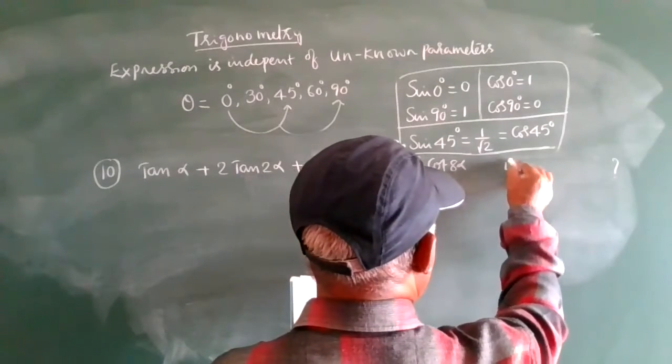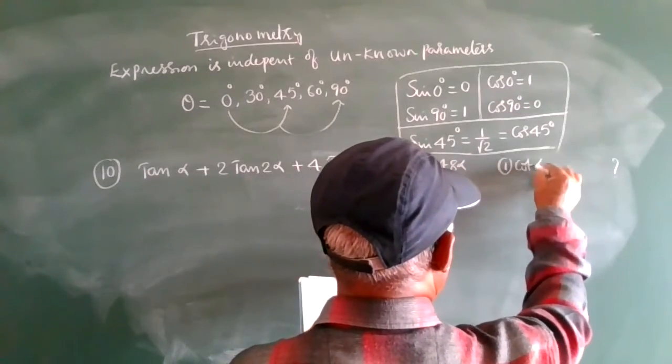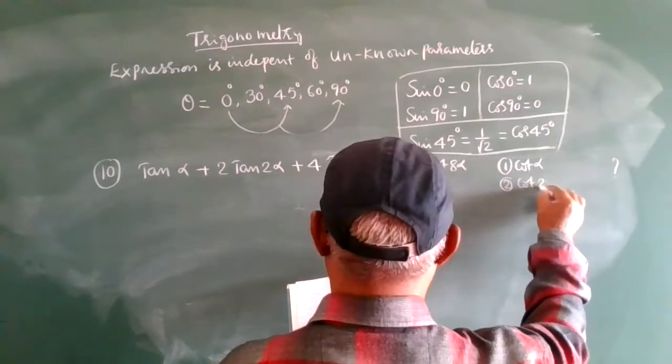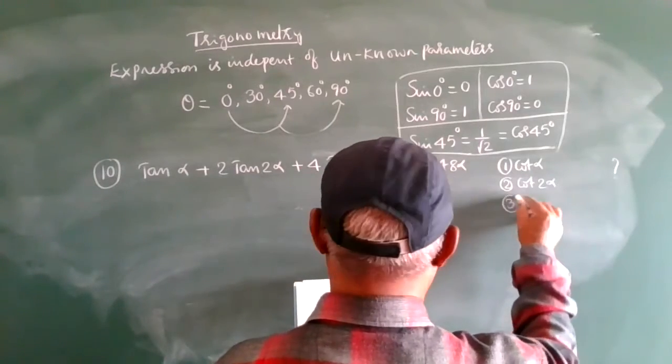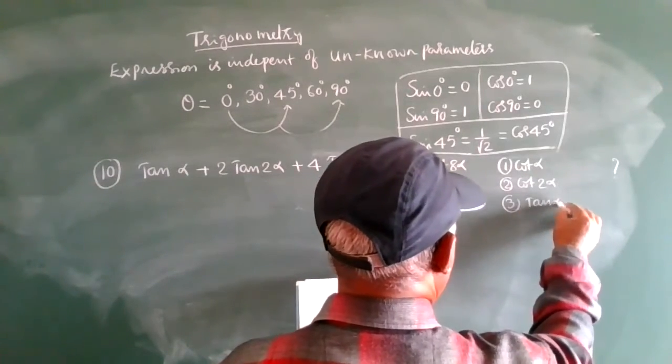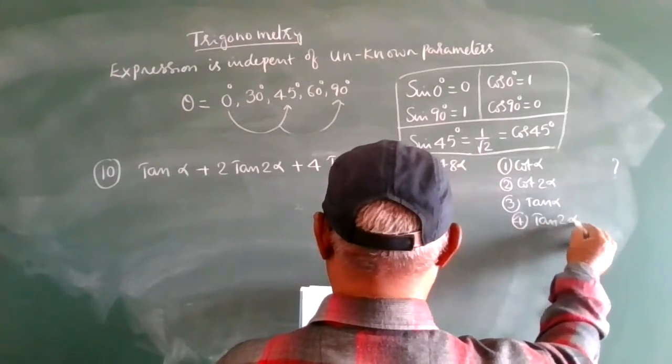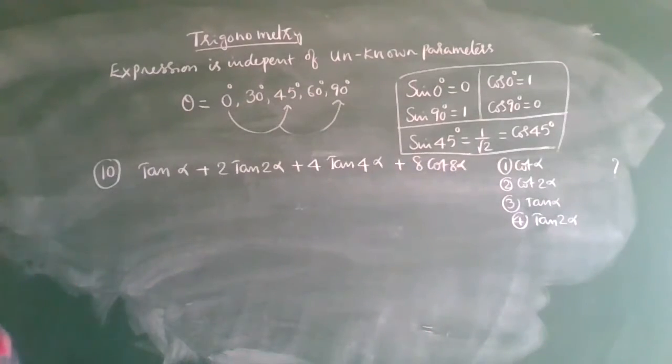Its answer is: first option cot alpha, second option cot of 2 alpha, third option tan alpha, fourth option tan of 2 alpha. Right, see everyone.